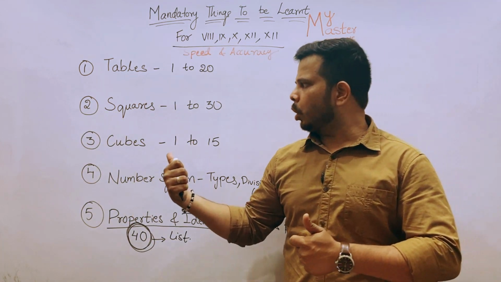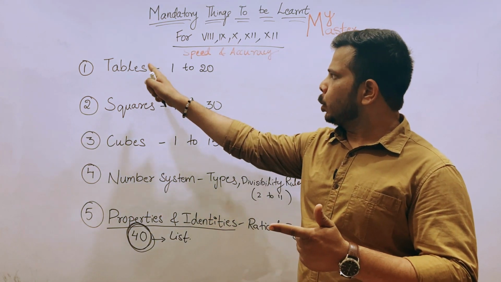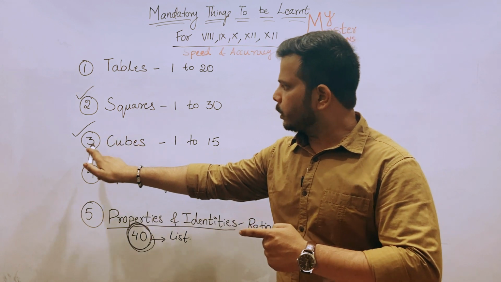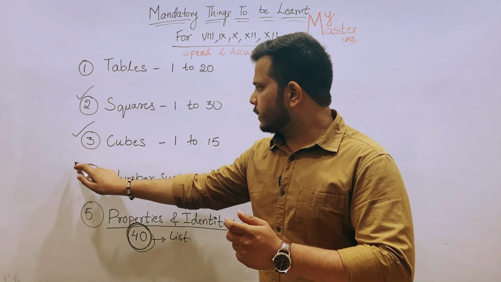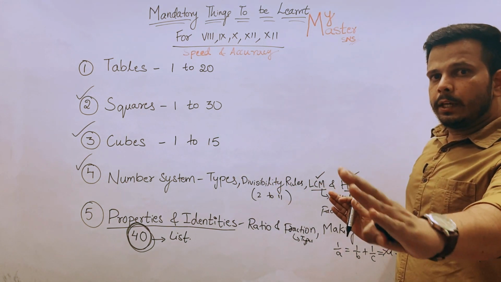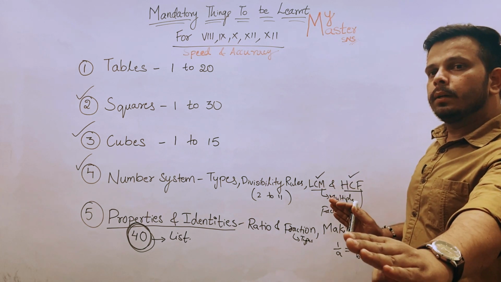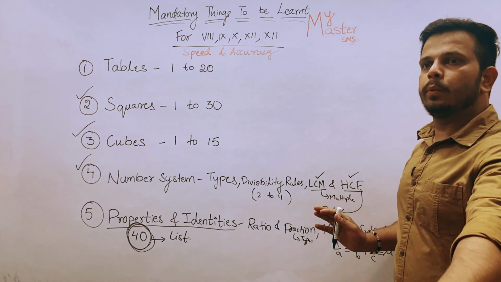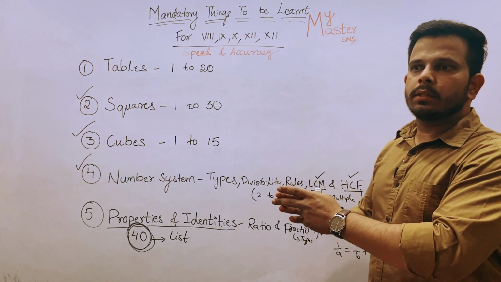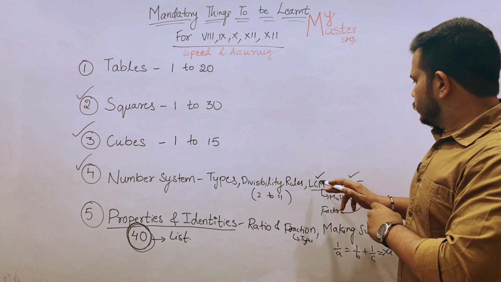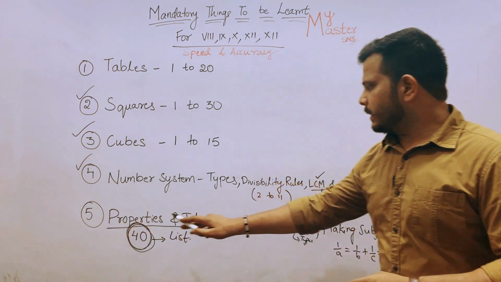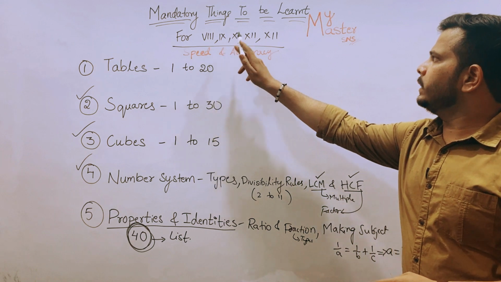As we discussed, I told you how to learn tables. I will be making a video on squares. We'll be learning cubes and shortcuts together. I will be discussing the number system, types, divisibility rules, LCM and HCF. Don't hesitate to learn these, even if you are graduated or post-graduated. No problem. If you are going to solve any government exams, then also these are very important. These come into your exam. And properties and identities are helpful for 8th, 9th, 10th, 11th, 12th.